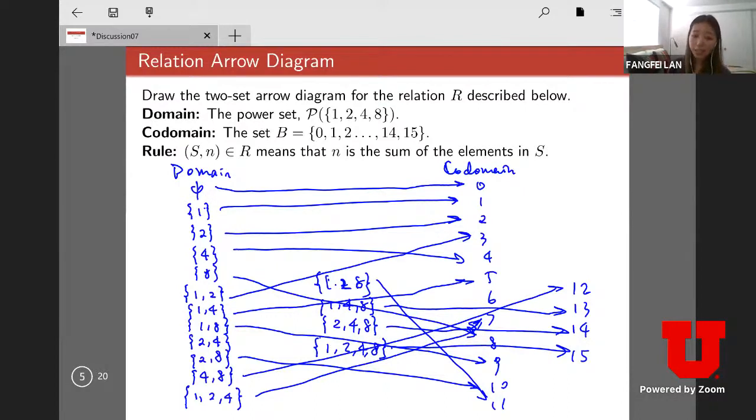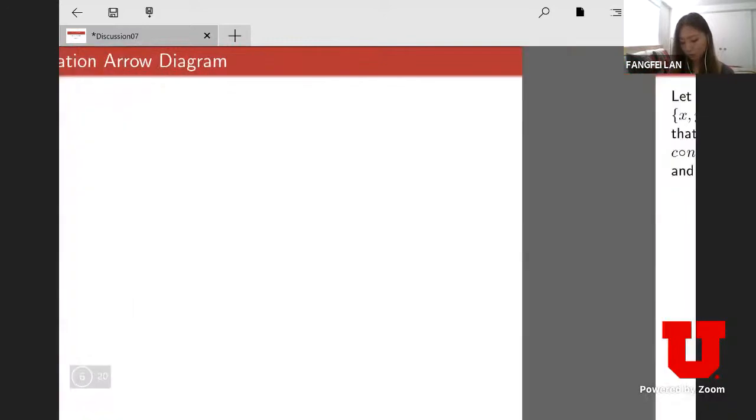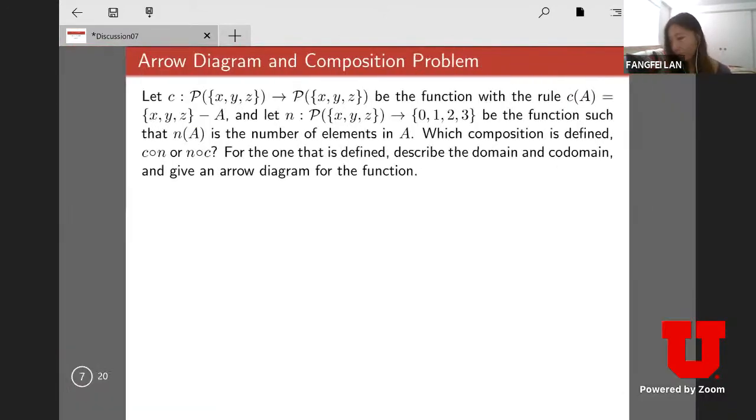I hope you have a better diagram than this one. Write them vertically. It should look a little prettier. Does this make sense? Any questions? Okay.